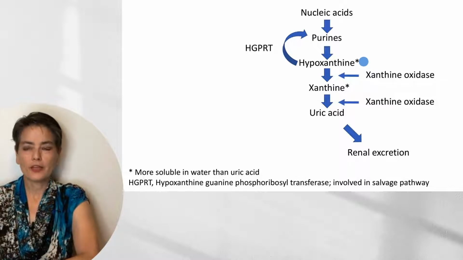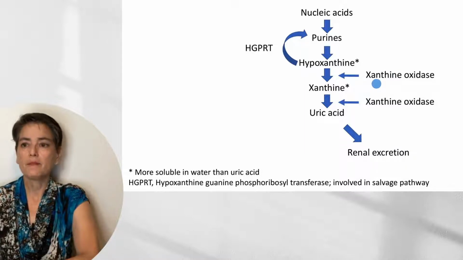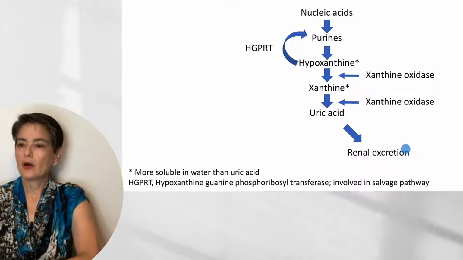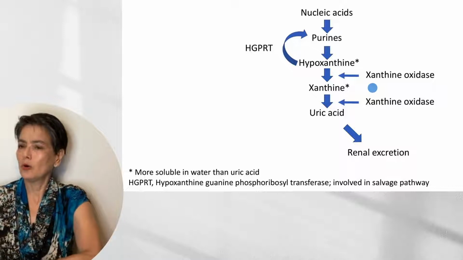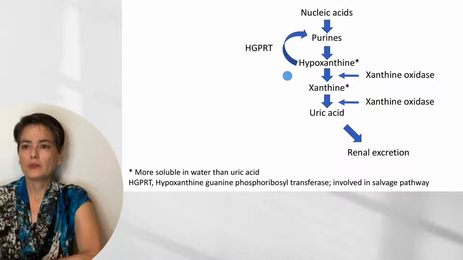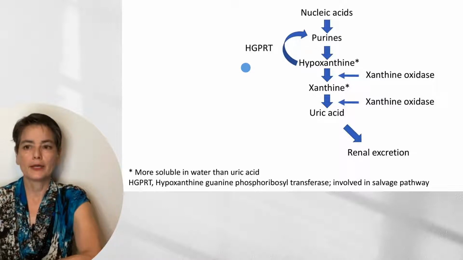With hypoxanthine, we use the enzyme xanthine oxidase, which is going to transform this to xanthine. Xanthine oxidase then acts again to transform this to uric acid, which can then be excreted from the kidneys. Now, a couple of points to make are that hypoxanthine and xanthine are both more soluble in water than uric acid, and this will become important when we talk about therapeutics. I also want to mention that the hypoxanthine back to purines is the salvage pathway, and that is where our enzyme HGPRT is going to play a role, and this will become important in a little bit.